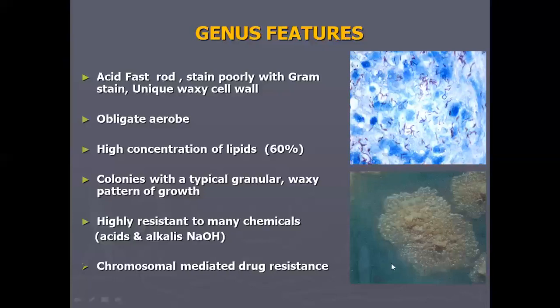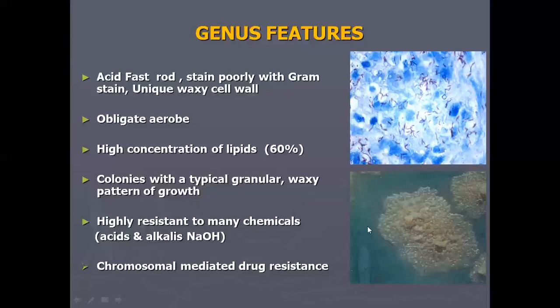If you look at this, this is the medium for the growth of Mycobacterium tuberculosis, as you already know. It is the Lowenstein-Jensen medium. This medium is rich in egg and other components. The LJ medium is the preferred medium for the growth of this microorganism, and you will see the granular waxy colonies that appear on the green-colored LJ medium.